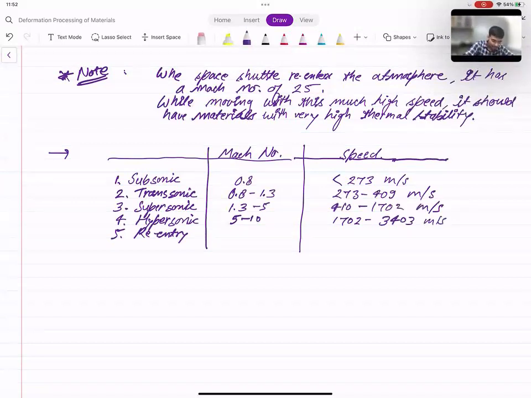In case of re-entry, the Mach number will be equal to or higher than 25, and the speed will also be very high, more than 8500 meters per second. This is a very high speed. So these are some values for various ranges like subsonic, transonic, supersonic, hypersonic, and re-entry.